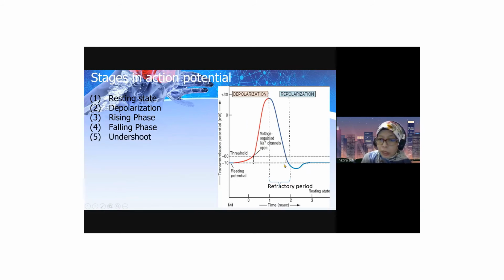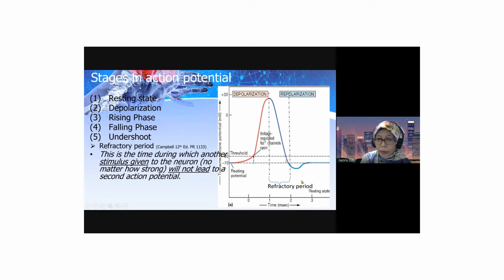Undershoot is this part here. We can call it hyperpolarization, and the value is around minus 80 millivolt. And we have the refractory period here. Refractory period: you can refer to Capital 12th edition, page 1133.